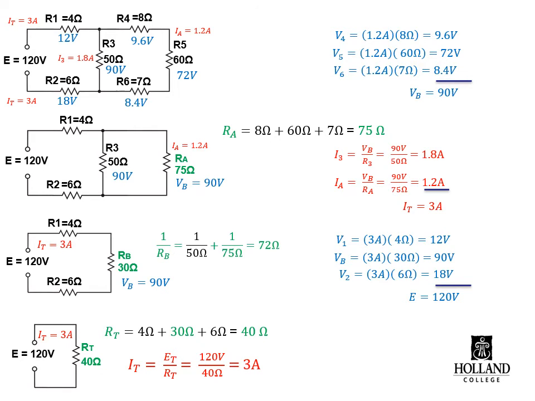And you can also perform Kirchhoff's current law to make sure that as your IT of 3 amps comes along and reaches the first node, when it branches off to R3 and R4, those 2 currents of 1.8 and 1.2 add back up to your IT of 3, which it does in this case. So I hope you have a better understanding of the process.